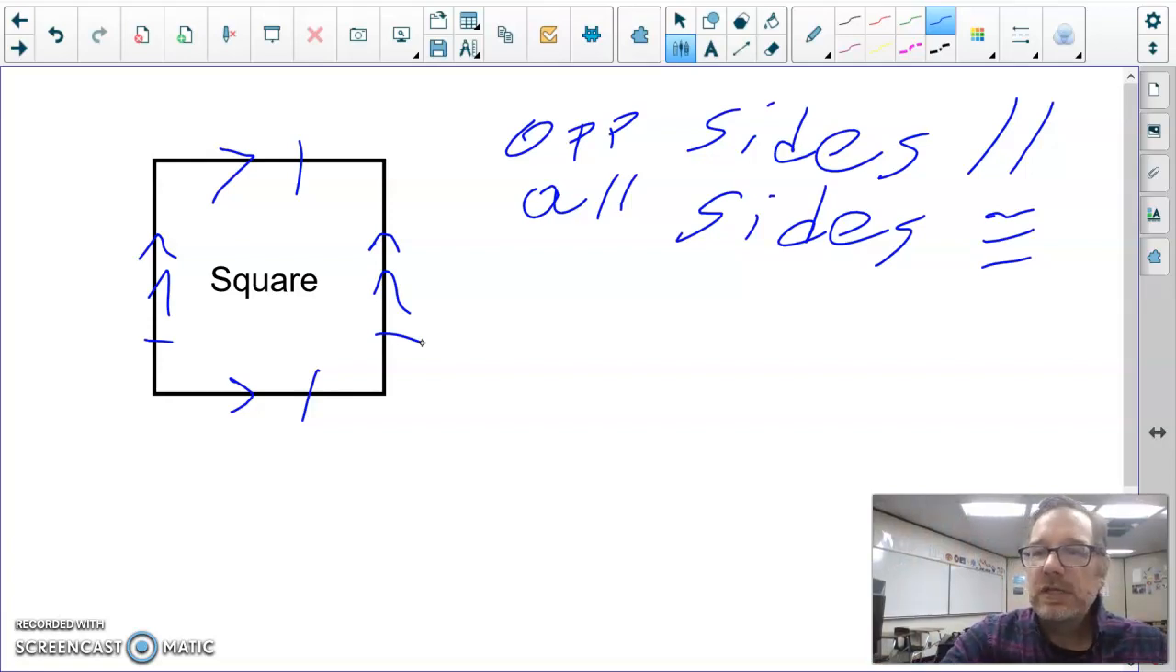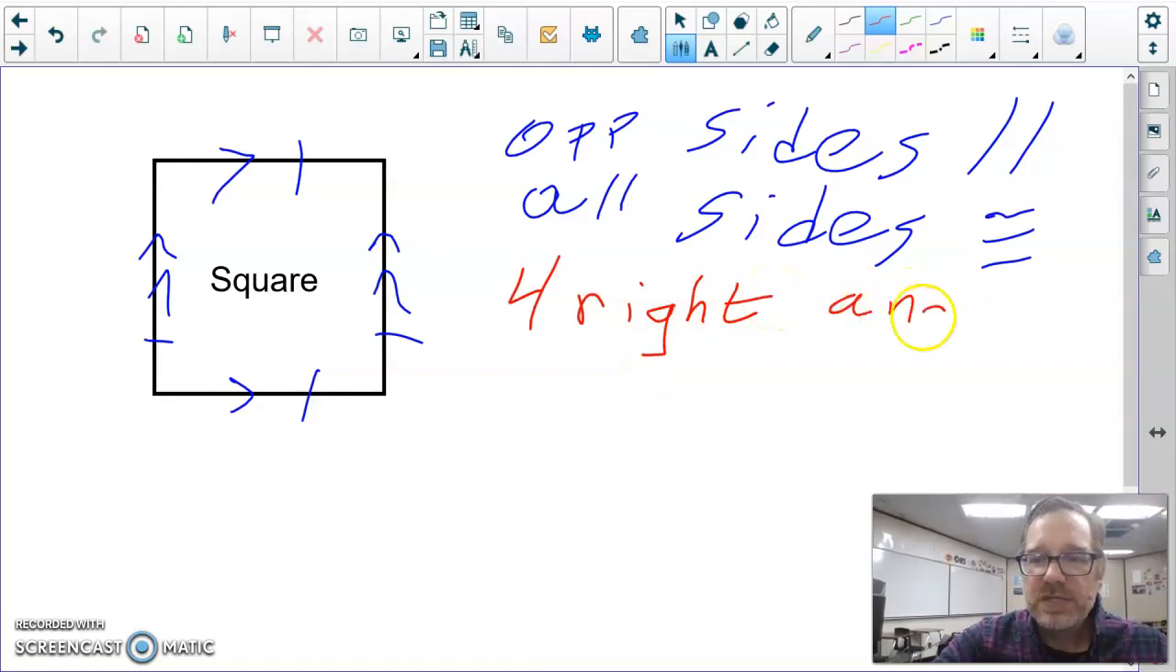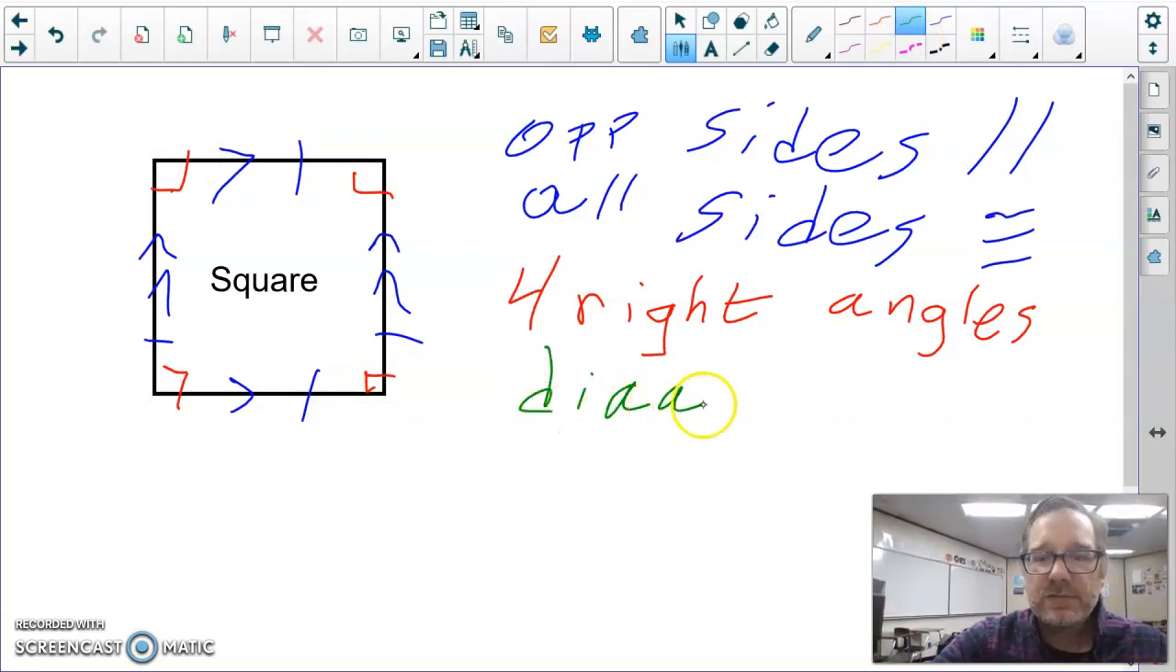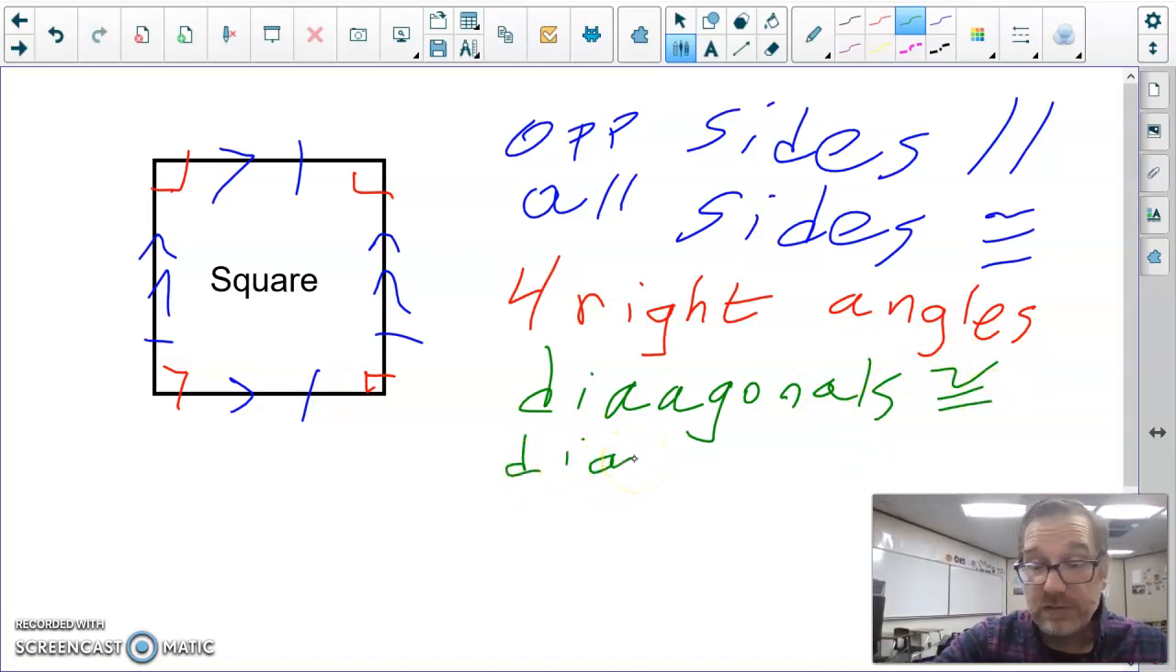Every angle in a square is a right angle. So every square has 4 right angles because it's a rectangle. This comes from rectangles. So every corner in this square is a right angle. My diagonals are congruent to each other. And the diagonals bisect, that's from our rectangle.